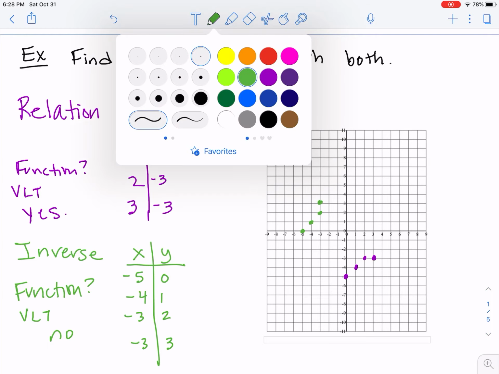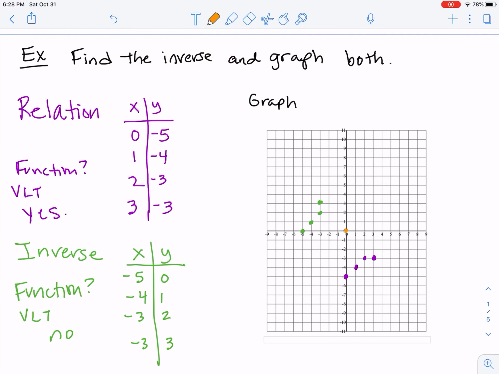I want to point out that the line y equals x satisfies all of these points. That's where our y values equal our x values. Notice the purple and the green functions, they are reflections over that line.